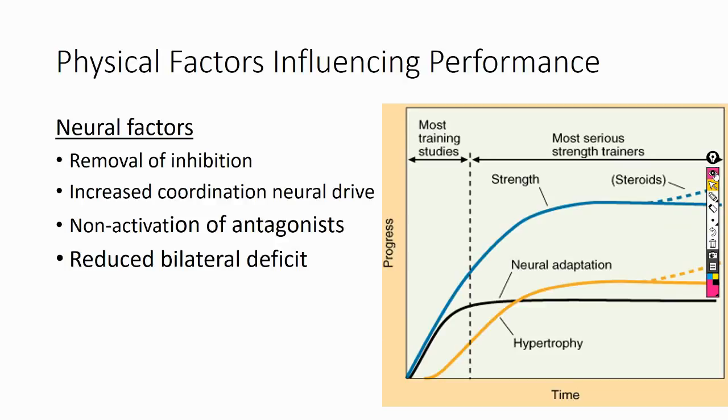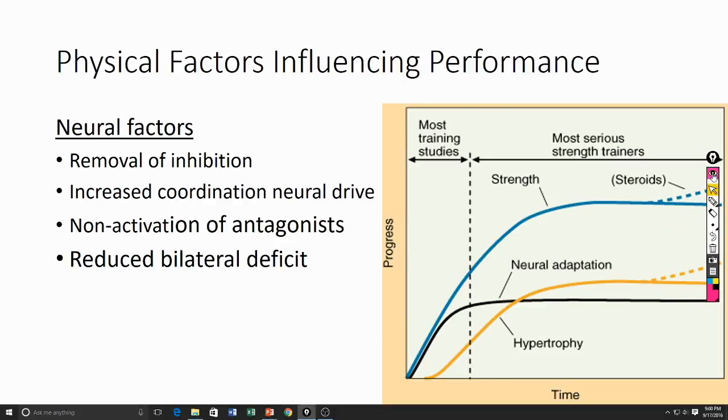As you start to lift weights, if you look here at training studies, mostly just a few months, what you're seeing is an increase in strength. This blue line here is strength. Strength is going up, but you're not really seeing much hypertrophy until late, a few months into training.